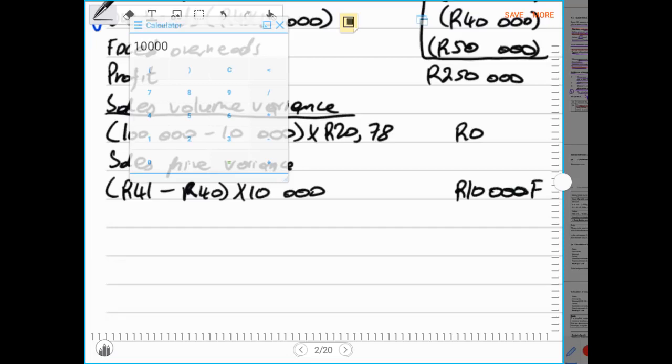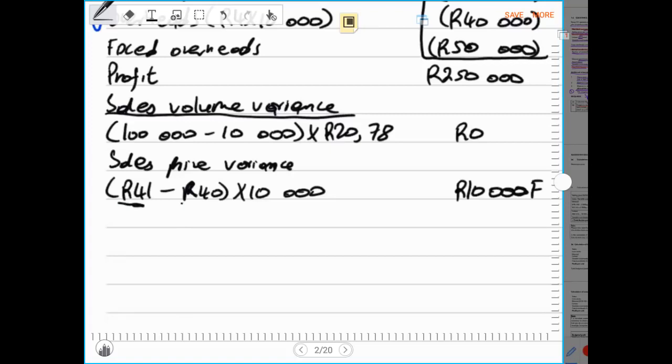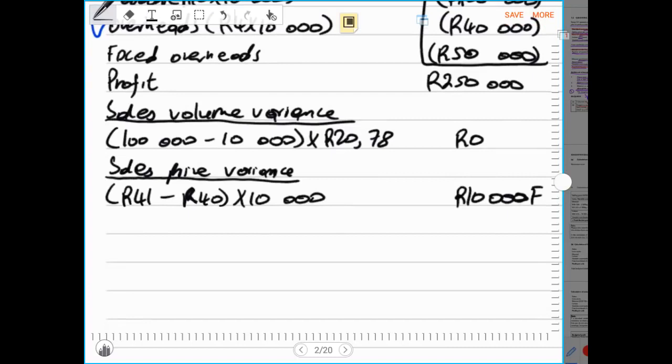This variance will be favorable because we sold at a higher price than we budgeted, or than we anticipated, or than we estimated. We estimated that we'll sell our product at 40 rand, but when we sold them, we actually sold them at 41 rand. So that means we made higher income per unit and also in total than we estimated. So we have taken into account the variances that relate to sales. Remember, once again, if we had two products, we'd have to do the variance called the sales mix variance. But in this case, there was no sales mix variance. So now we can only do the sales volume and the sales price variance.